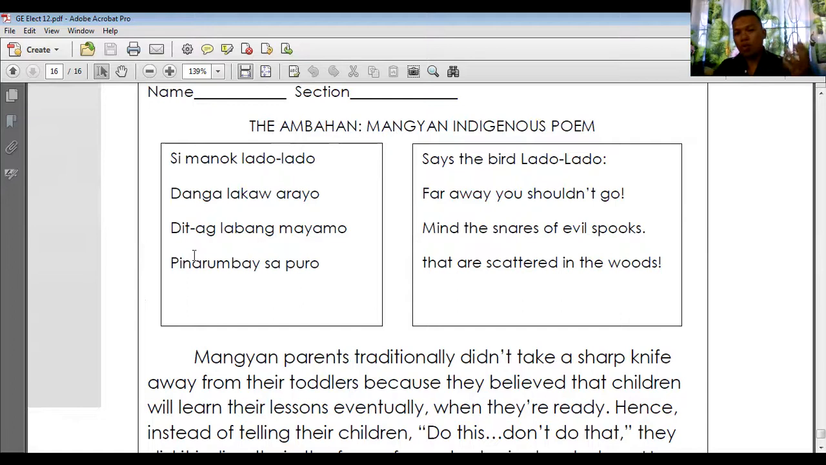Si manok lado-lado, dangalakaw arayo, dit aglabang mayamo, pinarumbay sa puro. In English, says the bird lado-lado, far away you should not go. Mind the sneers of evil spooks that are scattered in the woods.